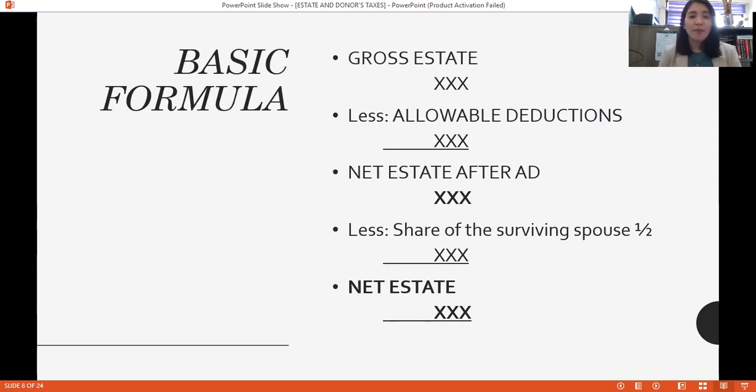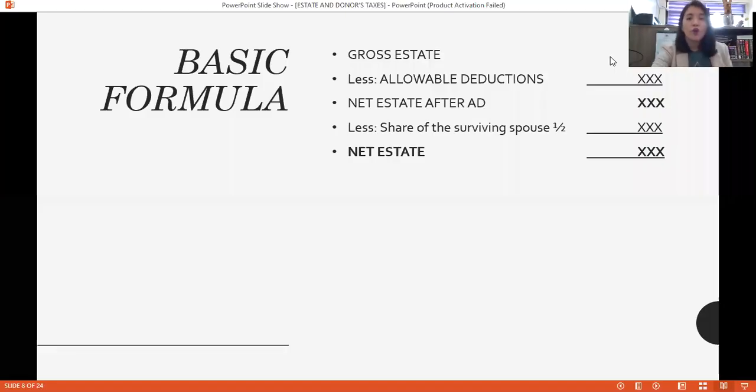Now, let's go to the basic formula. Okay, so let's go to the basic formula. So we start with gross estate. Ano yung gross estate? This includes all properties, whether real or personal. Real meaning yung mga immovable, yung hindi mo matatransfer from one place to another, gaya ng lupa at saka bahay. Personal naman, gaya ng car, laptops, etc.